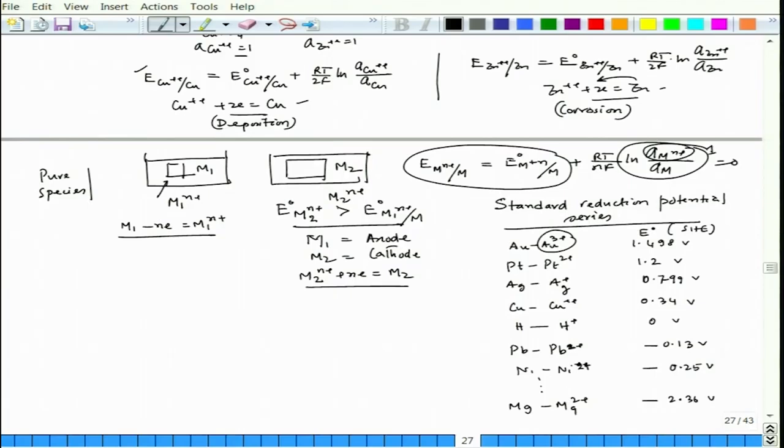And here if I try to see this, if we connect it to this, when their ions are present, then this would be cathode and this would be anode. Similarly, if I connect magnesium with nickel, this would be cathode, magnesium would be anode. Similarly, if I connect nickel with copper, nickel would be anode, copper would be cathode. Fine, it is very easy to find out, but it is impossible to get in practical situations.